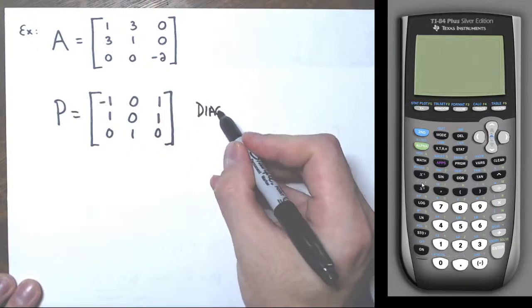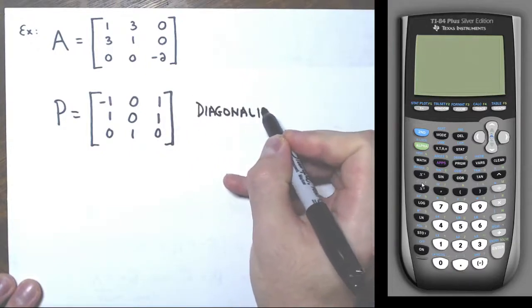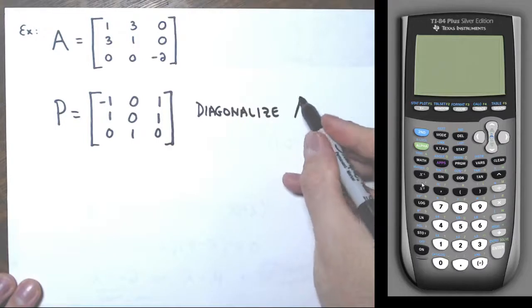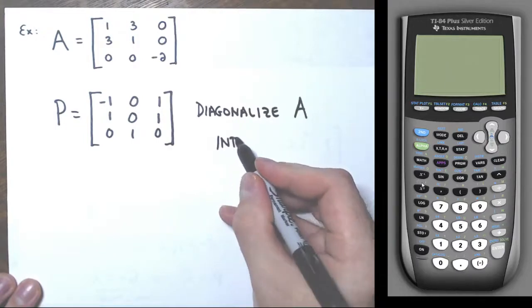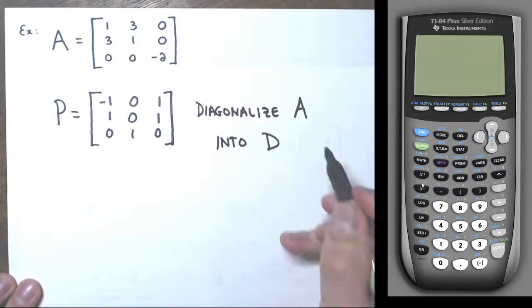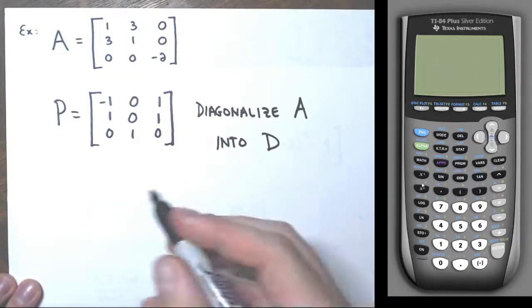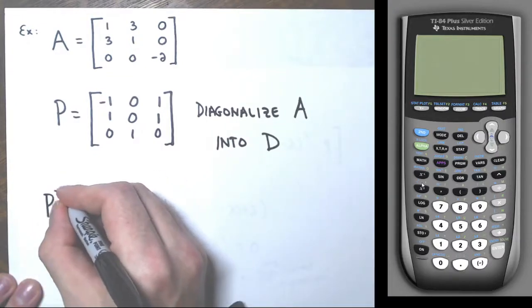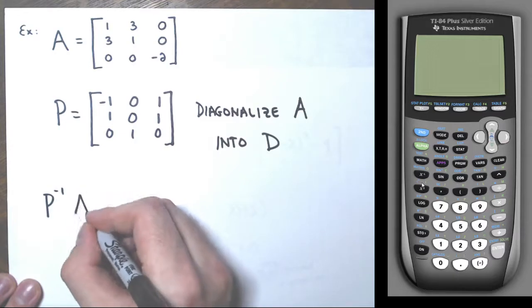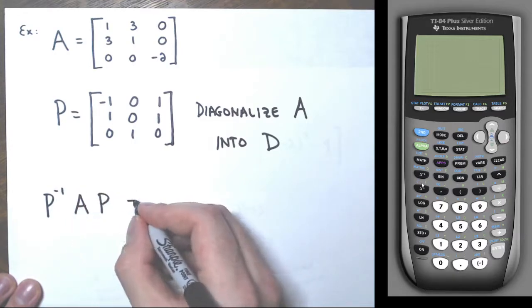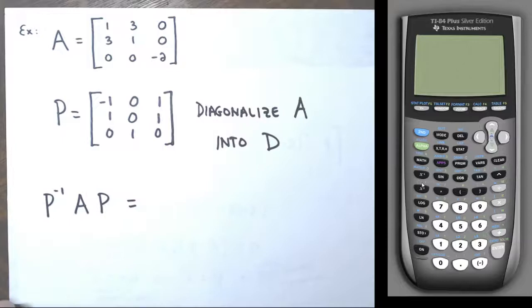This is going to diagonalize matrix A into a diagonal matrix D. Now, how do we find this D here? Again, you find P inverse times A times P. All right, and I'll punch these into the calculator.